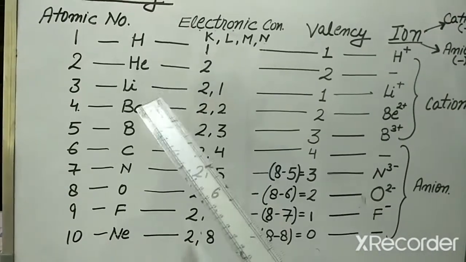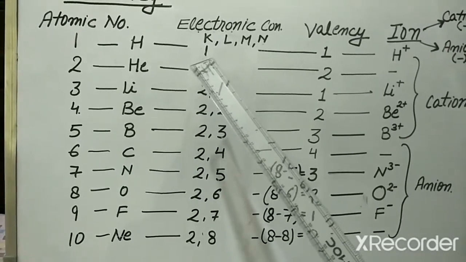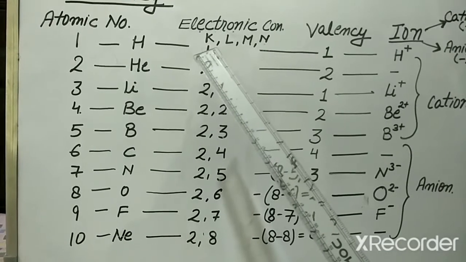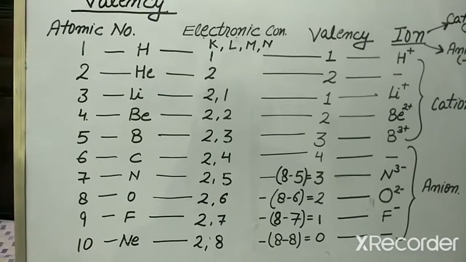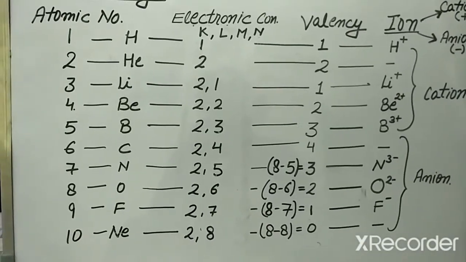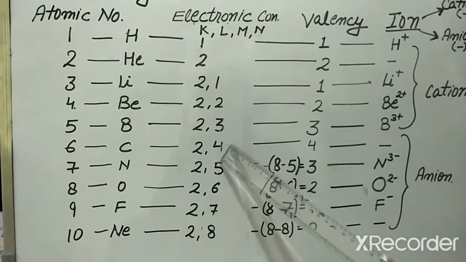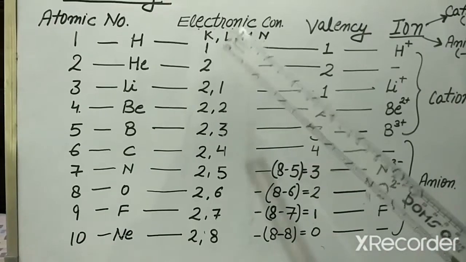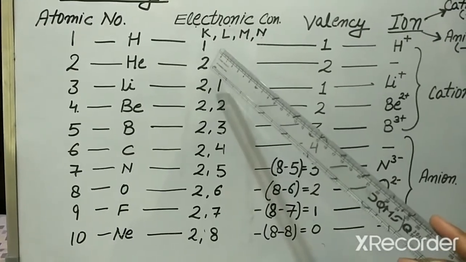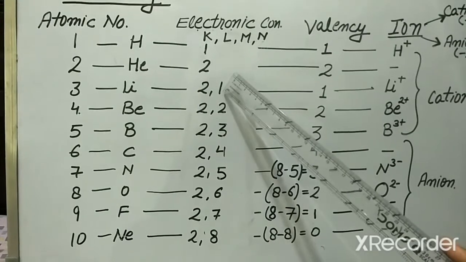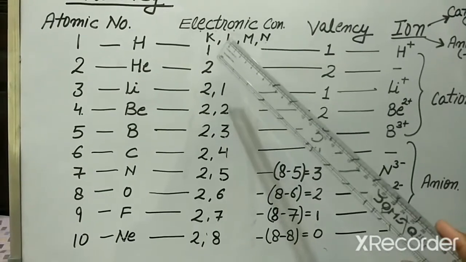So now we see that hydrogen has atomic number one, so it comes in the K shell, and at the same time, the valence electron is 1. Valence electron is another term, that is the electrons which are present in the outermost shell of an atom. These are the valence electrons of hydrogen. These are the valence electrons of helium. This is the valence electron of lithium. Means electrons present in the outermost shell.